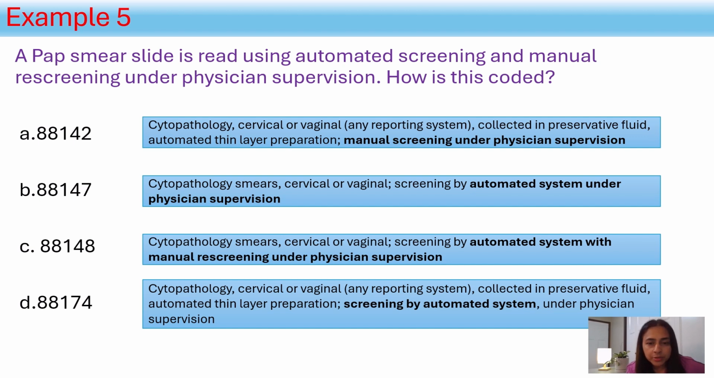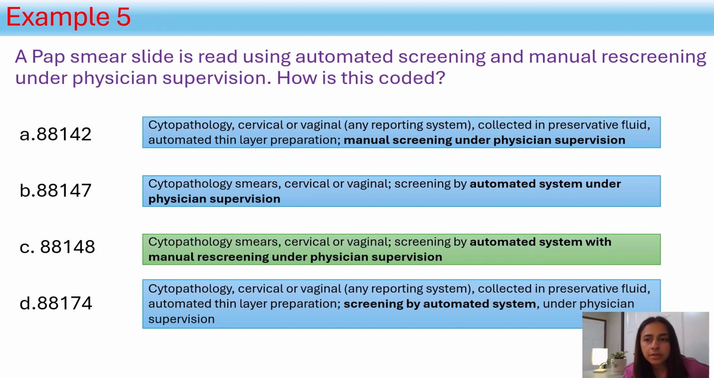Option B is automated system under physician supervision. Again, this talks only about the automated part, not the manual one. Option C talks about automated system with manual rescreening. It matches our question. And option D is screening only by the automated. So option C is the right answer, which talks about automated system with manual rescreening under physician supervision, and that matches our question.